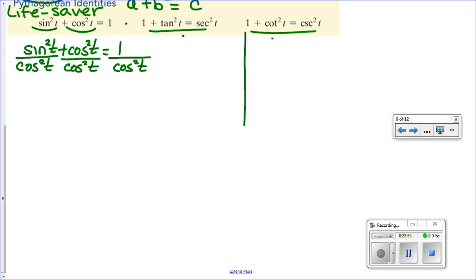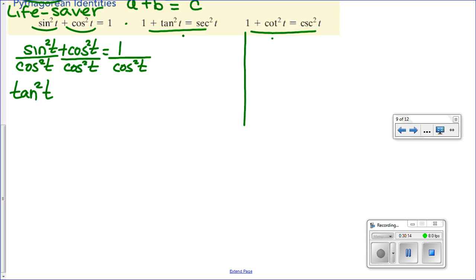Alright. Now Andrea, by the quotient identity, it's on your slide. What would you say sine square of t divided by cosine square of t is equal to? Tangent square of t.